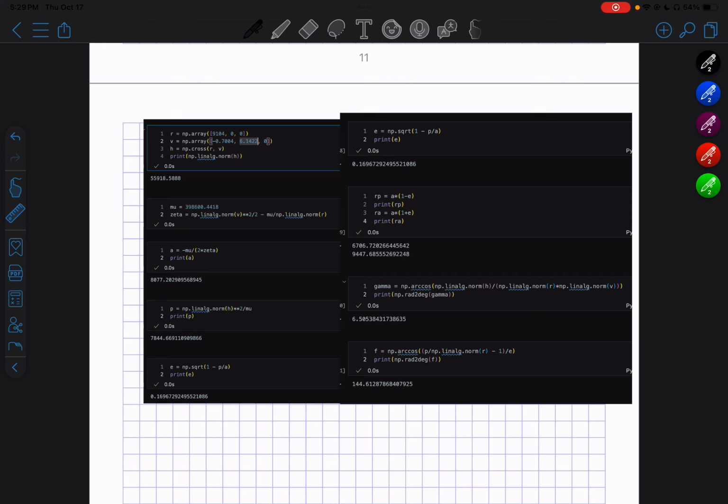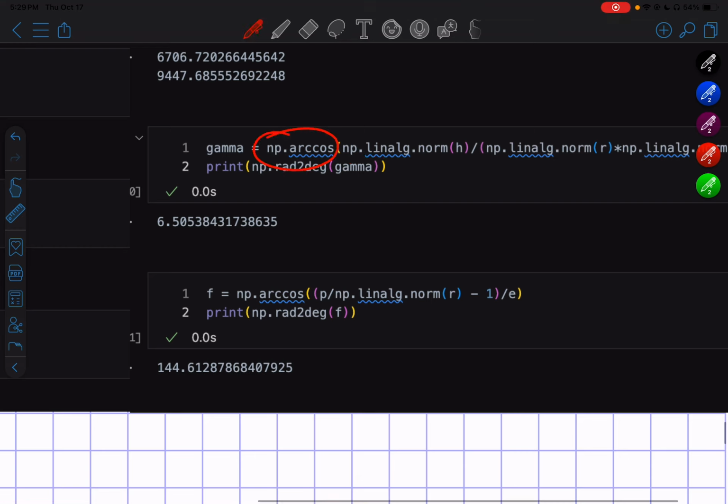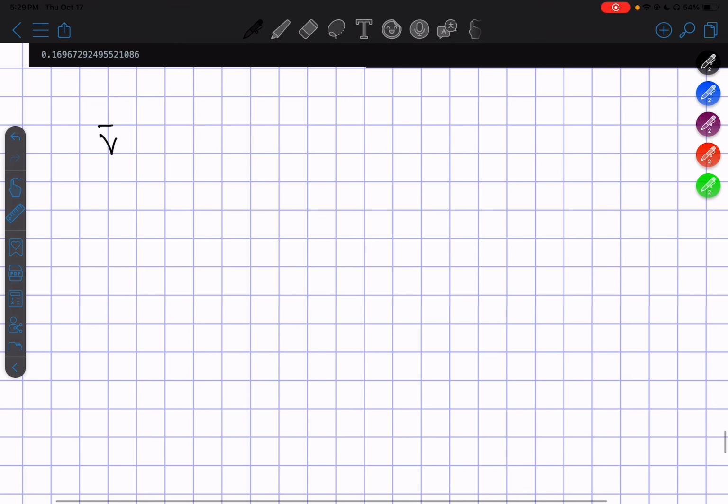Why is the answer 144 actually incorrect? Because when doing the arc cosine of an angle, we're not actually finding out whether it's positive or negative. Remember, it can be both. So one thing we need to make sure is to do the quadrant check. Now, interestingly, the velocity vector has a negative U_r component. Therefore, it's pointing inside towards the center.